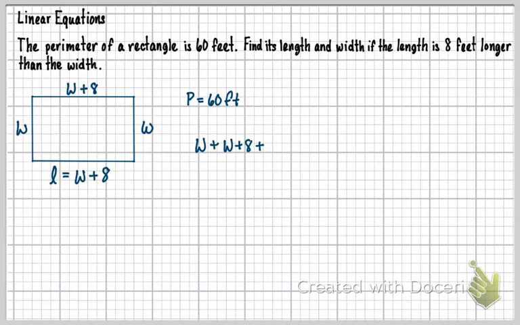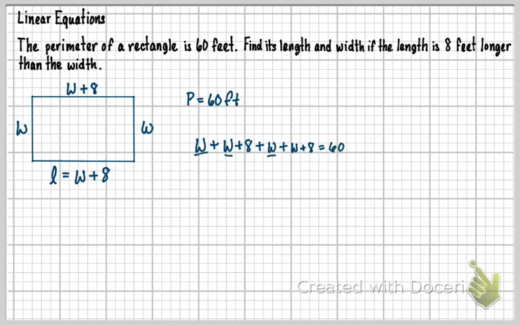That's the length of that side. W plus, then I have this bottom one, which is W plus 8. So plus W plus 8. And I know that equals 60 feet, because that's what the perimeter equals. Okay, so now that I have all this information, I'm just going to simplify things.